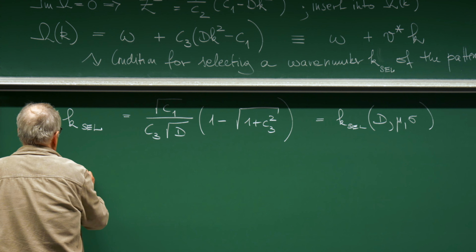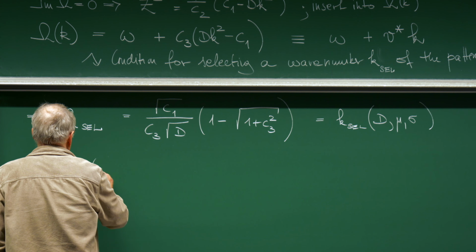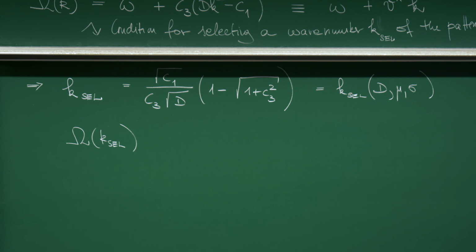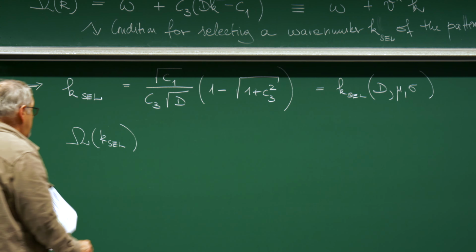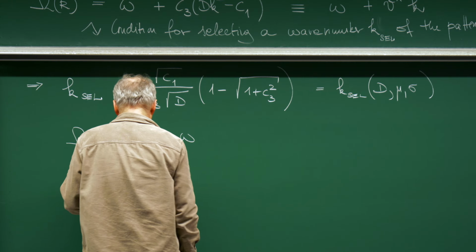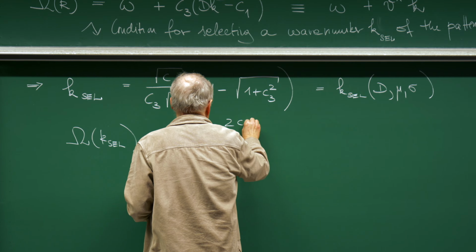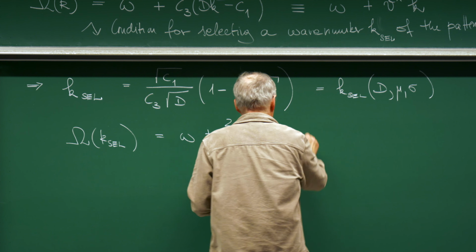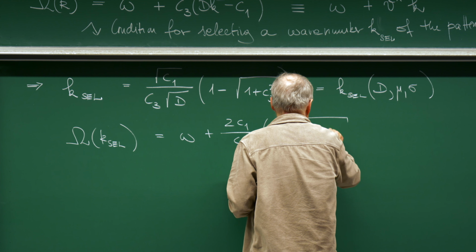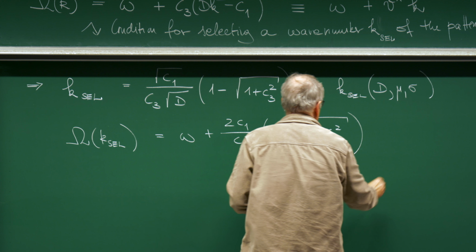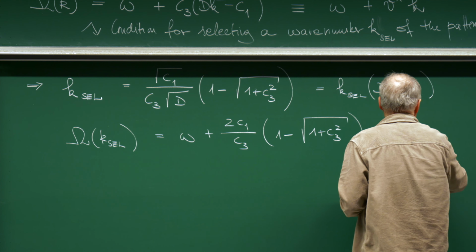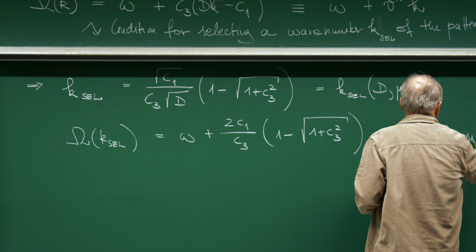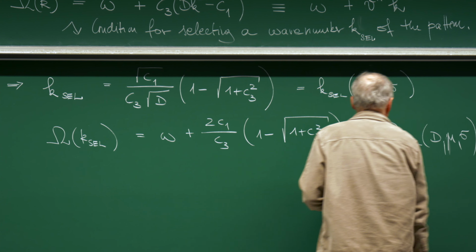You can also then calculate the corresponding frequency for patterns with that selected wave number. And that is then omega plus 2c1 over c3, 1 minus square root 1 plus c3 squared. And again, this is an omega selected as a function of d, mu, and sigma.